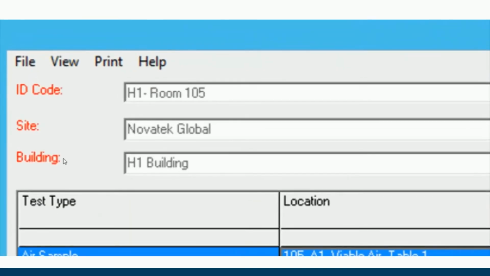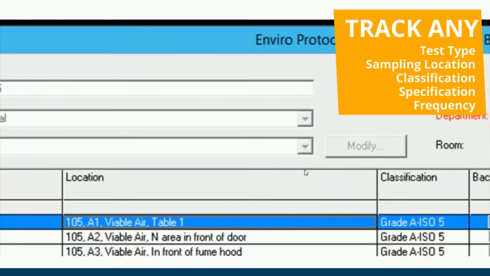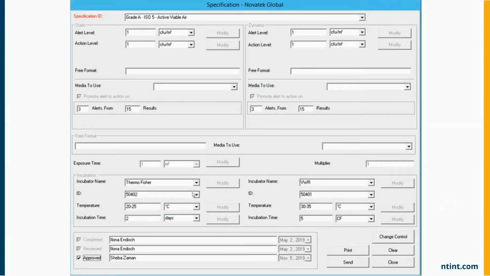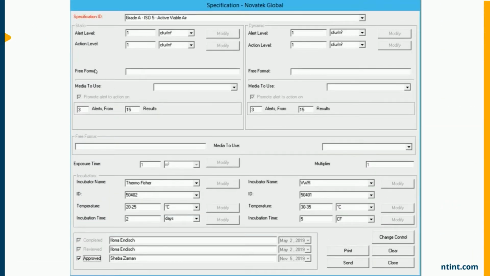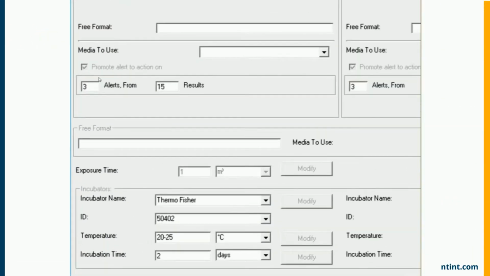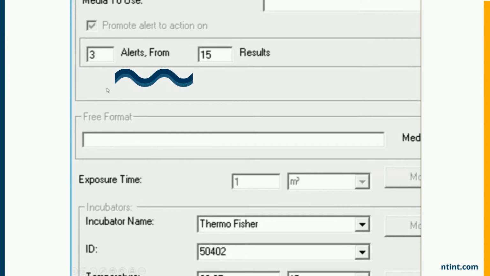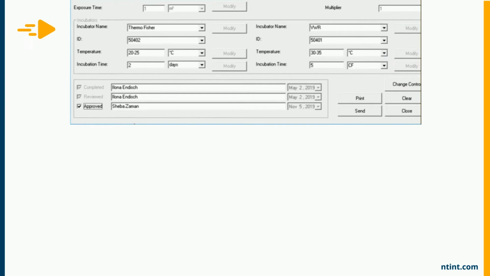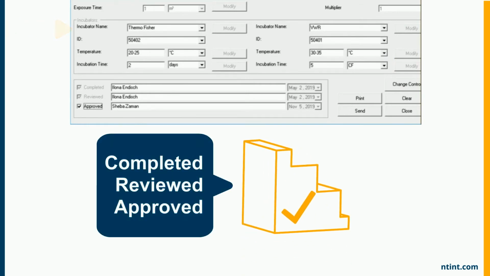Novatek's EM protocols allow you to track any test type, sampling location, classification, specifications of your tests, as well as frequency. You can also use on-demand for non-routine monitoring. Our specifications allow you to track alert and action levels, as well as rolling specifications with our adverse trend feature, incubation periods, as well as up to 3 levels of approval.